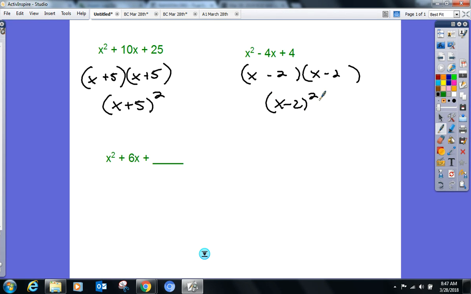Okay. I don't know if you remember, if it came out like this, what we referred to these as. These are binomials, trinomials. These are called perfect square trinomials, because both factors came out to be the same. They're called perfect square trinomials. Here's where I'm going today.